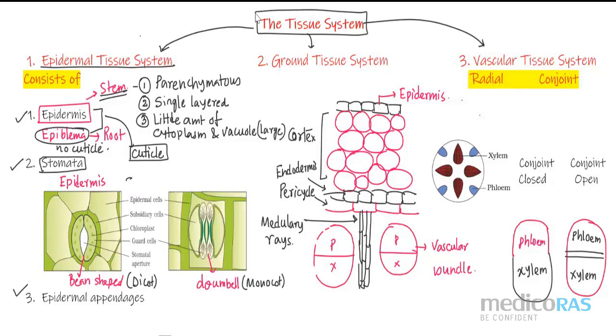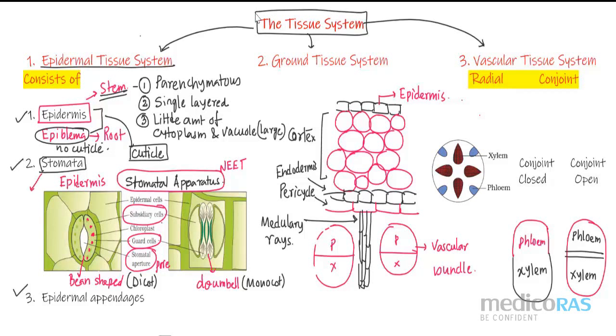The stomatal apparatus consists of the stomatal aperture, which is nothing but the stomatal pore, and the guard cells, which contain chloroplasts, and because of that, the guard cells can go for photosynthesis as well. Along with that, it has subsidiary cells. Please remember, the stomatal apparatus is one of the important questions for the NEET examination. So it has subsidiary cells, guard cells and the stomatal aperture or pore.